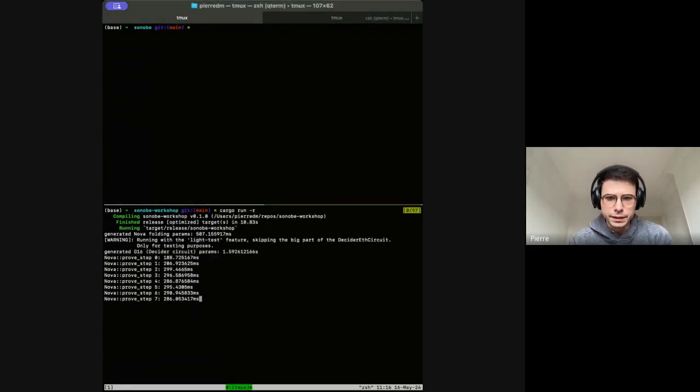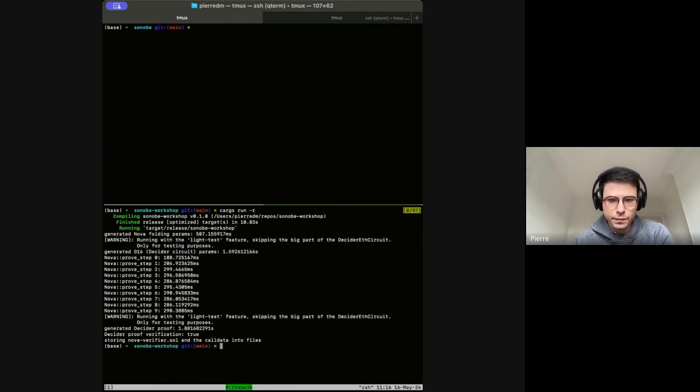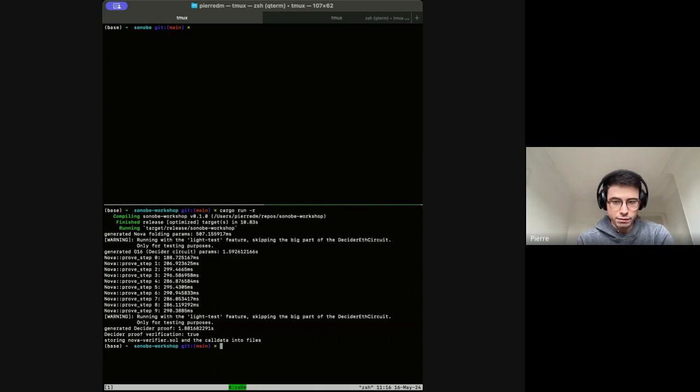So yes, here you can see that it's warning you that you are running with the light-test feature. That means that the final decider circuit for Ethereum is not the one that you should use in production. So it's an incomplete decider circuit. Yep. So it generates the proof. It verifies that the proof generated by the decider is correct, and it will eventually store your Solidity verifier on your machine. So we can go get it.